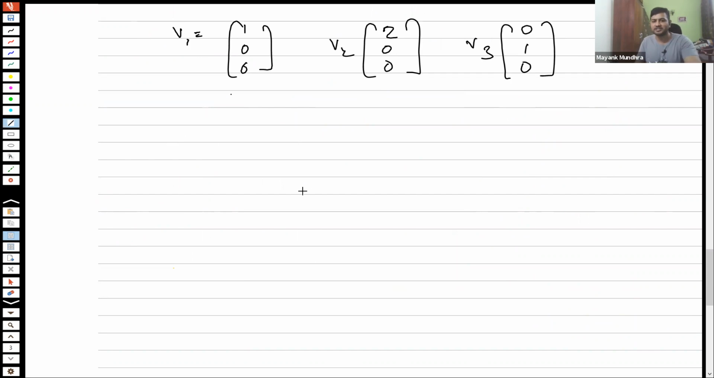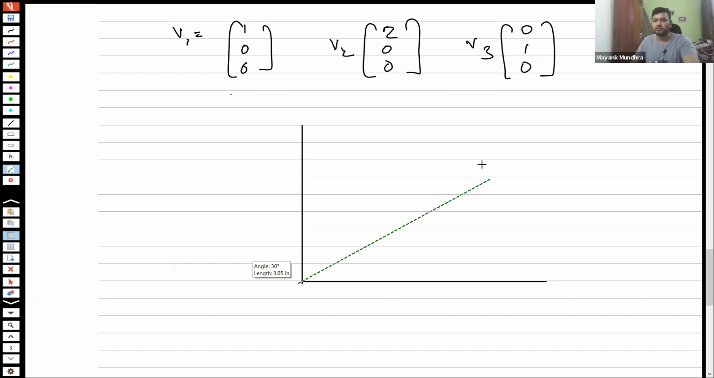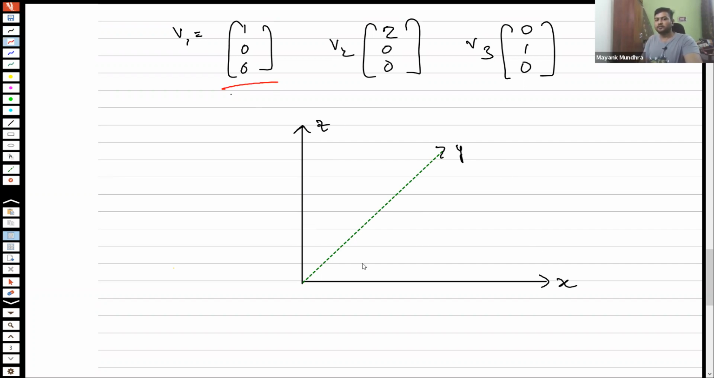Right? So in my XYZ plane, this is my X, this is my Y, and this is my Z. In the XYZ plane, vector v1 will be this one, vector v2 will be this one, and vector v3 would be this one. So these three vectors all lie in the horizontal XY plane.